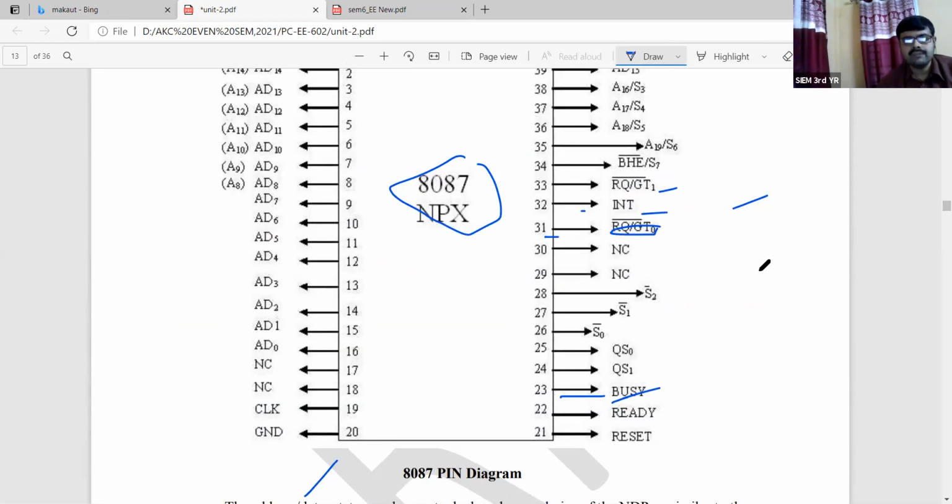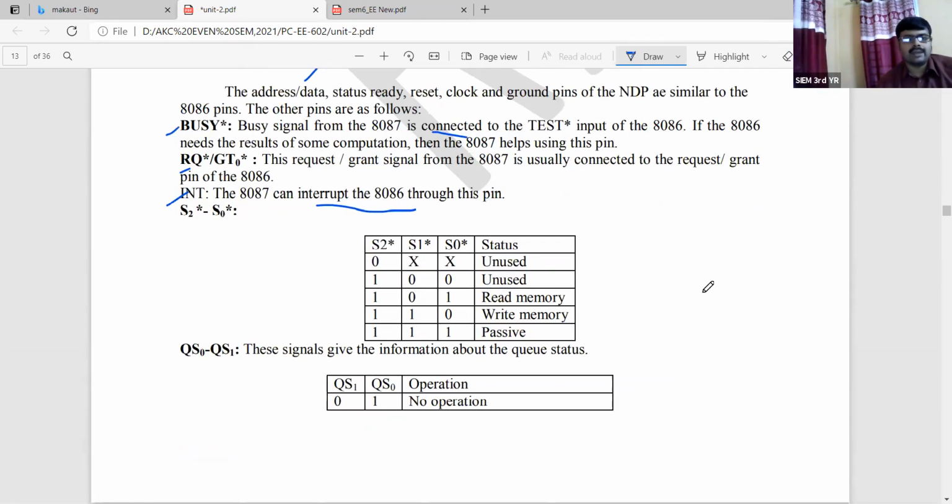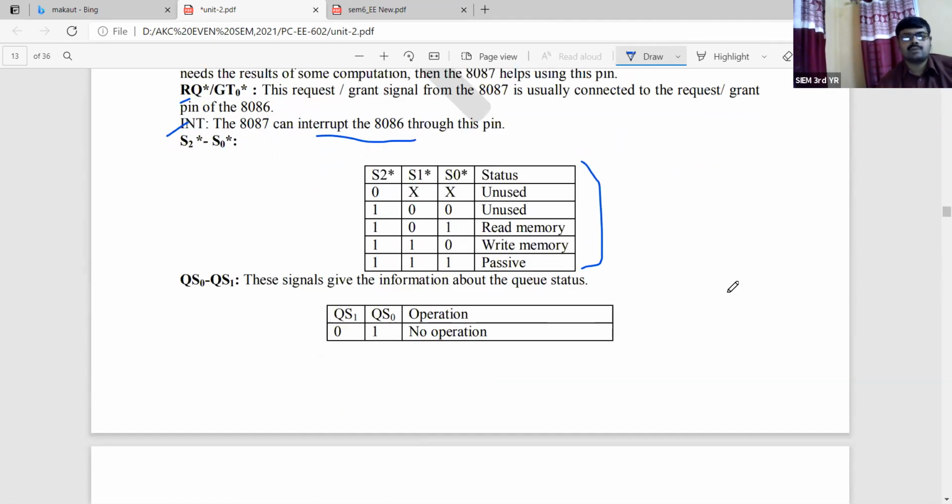If you see S0 bar, S1 bar, and S2 bar, they are pins number 26, 27, and 28. Another three active low signals are there. Again, I am repeating, these are the status signals, and the nature of the status signals is active low. So S0 bar, S1 bar, and S2 bar. Depending upon the combination of these three status signals, we are getting some dedicated operation.